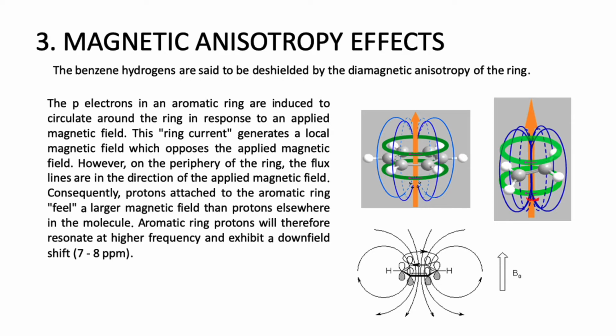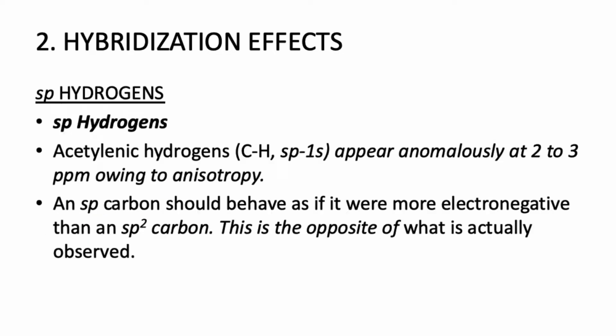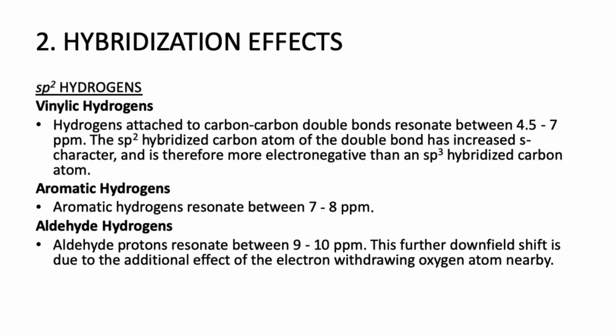So in this particular video, I would like to discuss magnetic anisotropy. In the previous video, while I was discussing the sp2 hydrogens, the aromatic hydrogens and aldehyde hydrogens, which are sp2 hydrogens, and the sp hydrogens, which are the acetylenic hydrogens, I mentioned there is a difference in the delta values where they appear.